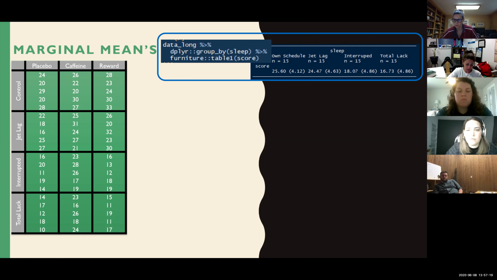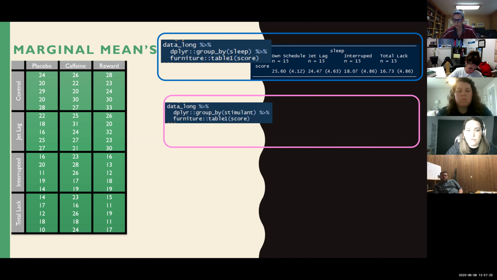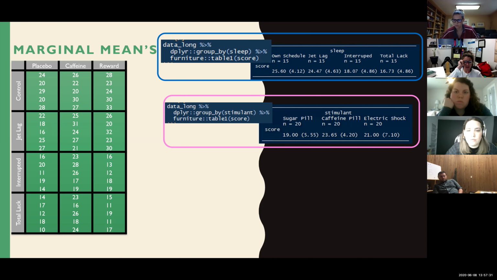We can do the same thing with the reverse variable, because remember we have 2 variables going on here. Sleep, and we also have stimulant. So I can ask for the marginal means or the summary statistics for each of the 3 stimulant groups. Here the sugar pill average was 19, caffeine pill average was almost 23.5, 24, and the electric shock average was 21. Electric shock / money payment.